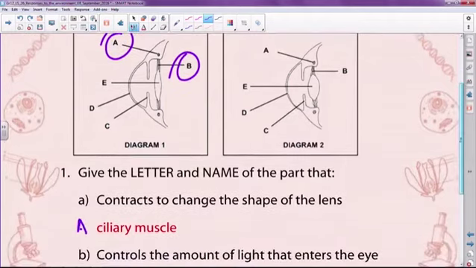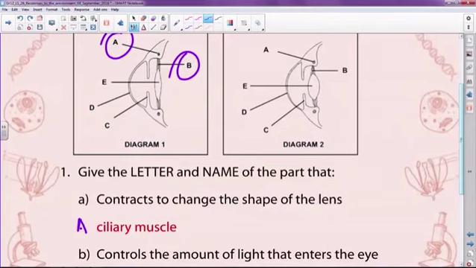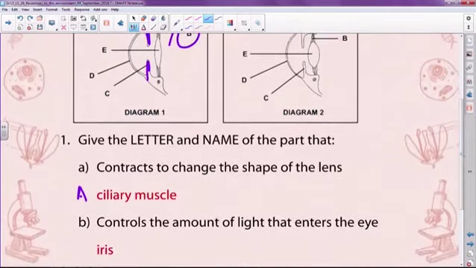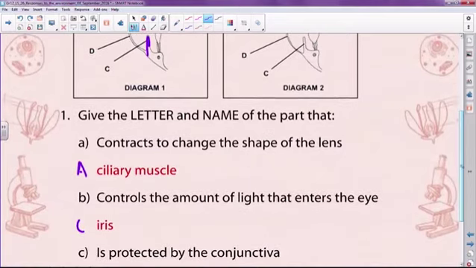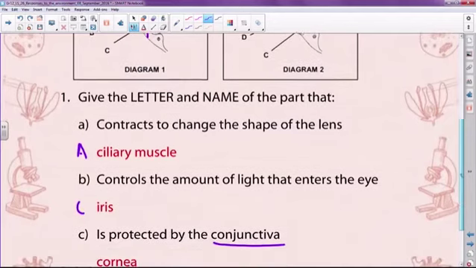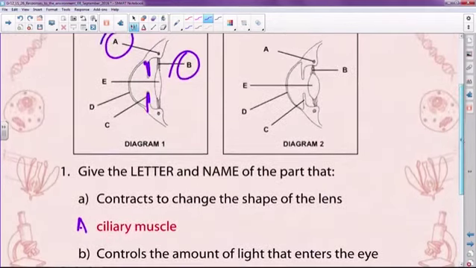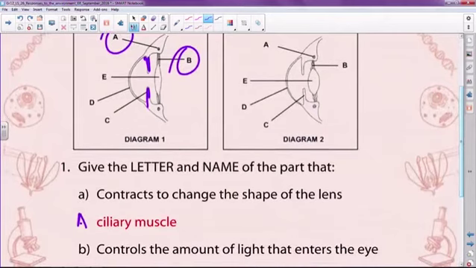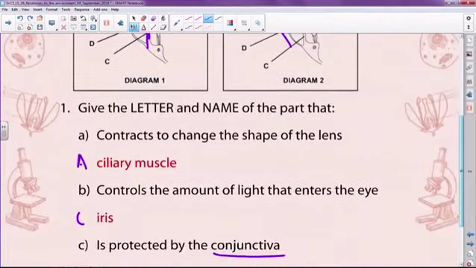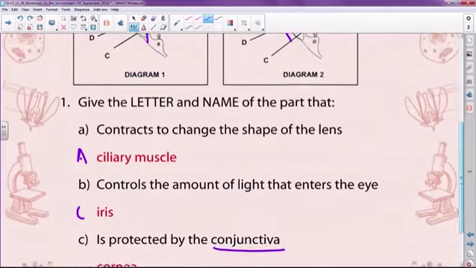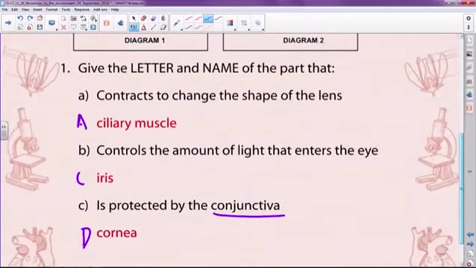Next one, controls the amount of light that enters the eye. It is your iris. So it is your C. Iris, which is C. And then the last one, it's protected by the, why can I not say this? Conjunctiva, and that is your cornea. If we have a look at it, where is your cornea? Can you see? It is D. So there are your answers that should have been done nice and quick.